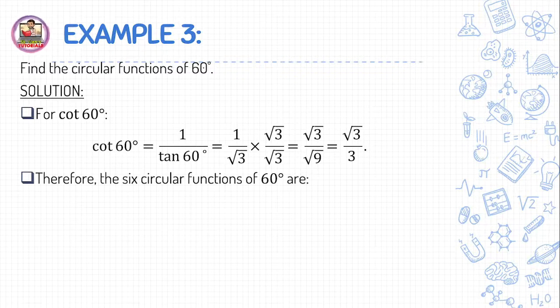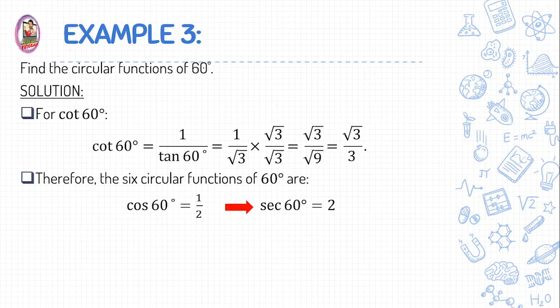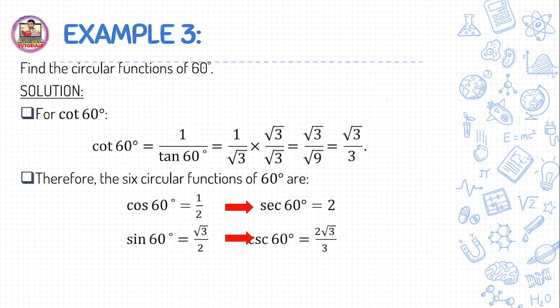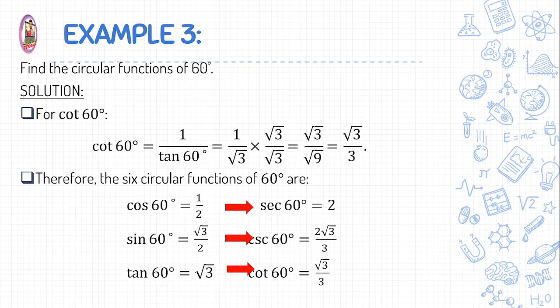So therefore, the 6 circular functions of 60 degrees are: cosine 60 degrees is equal to 1/2, and then its reciprocal is secant 60 is equal to 2. Sine 60 is equal to square root of 3 all over 2. Its reciprocal is cosecant 60 is equal to 2 square root of 3 all over 3. Tangent 60 is equal to square root of 3. Its reciprocal is cotangent 60 degrees is equal to square root of 3 all over 3.